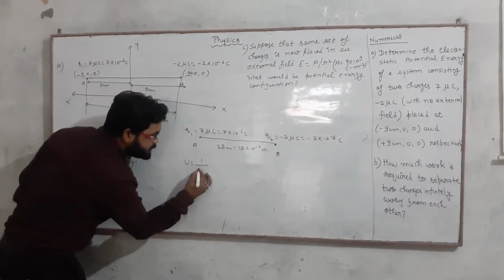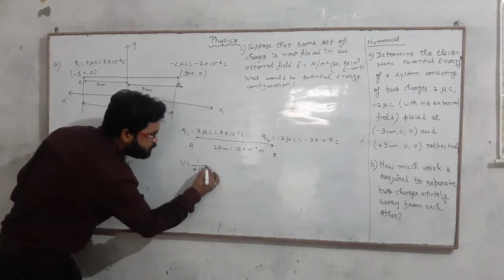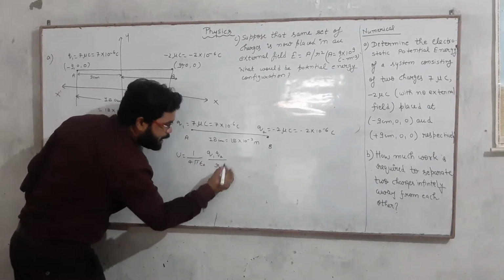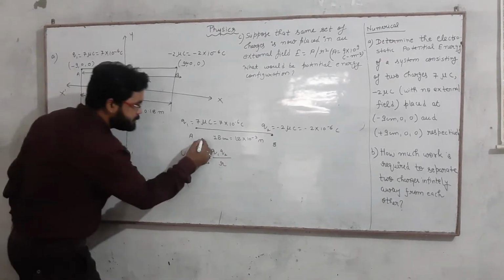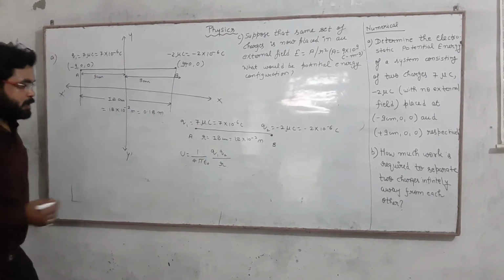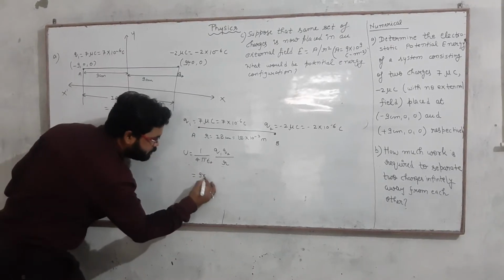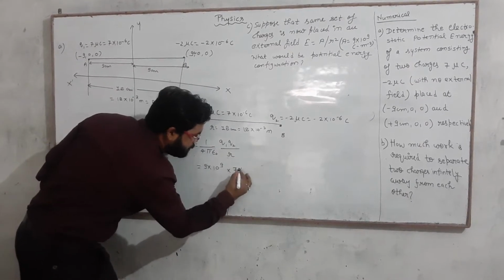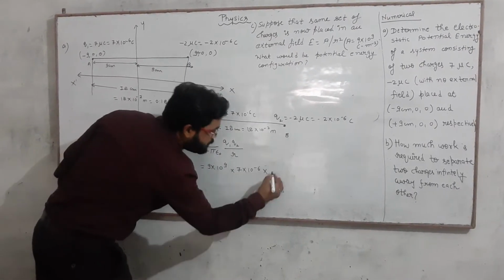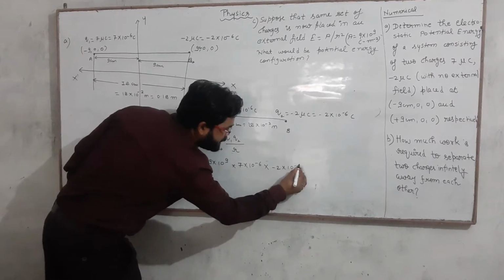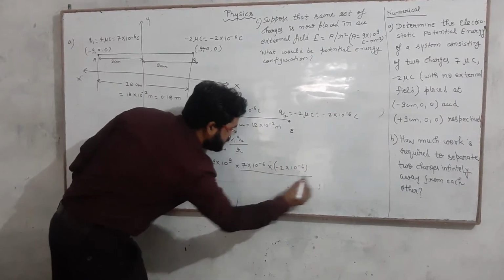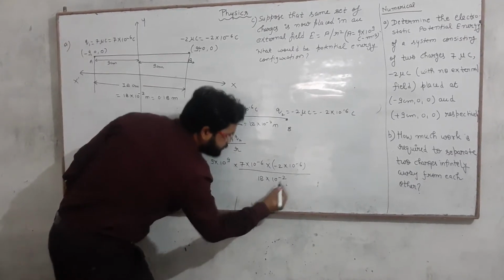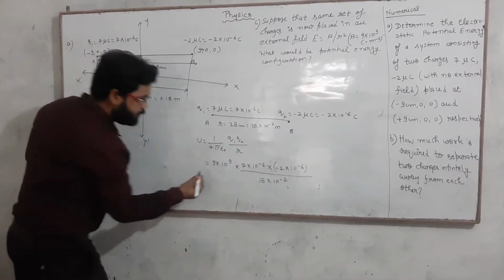We know the formula of potential energy of a system of two charges: 1 upon 4 pi epsilon naught Q1 Q2 by R. So here R is this. 1 upon 4 pi epsilon naught is 9 into 10 to the power 9. Q1 is what? 7 into 10 to the power minus 6. Q2 is what? Minus 2 into 10 to the power minus 6. And upon, what is R? The R is 18 into 10 to the power minus 2. Fine. Now we will solve this.